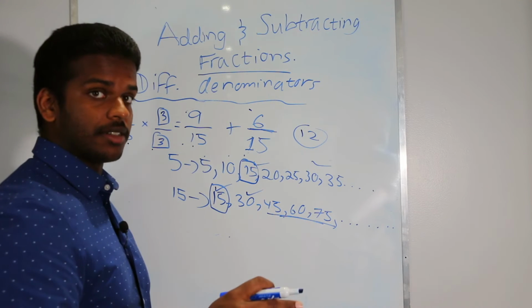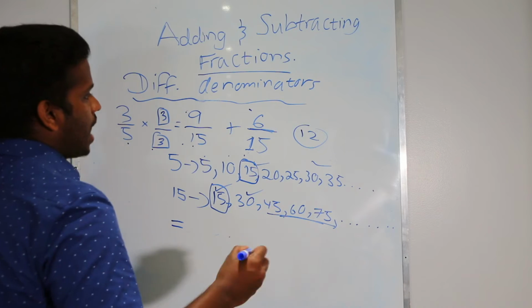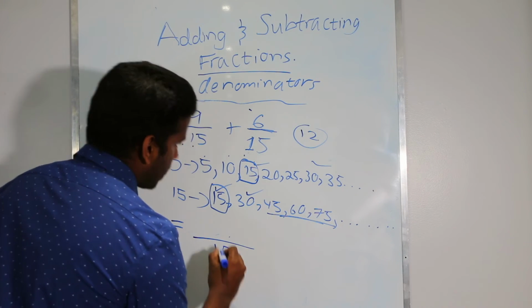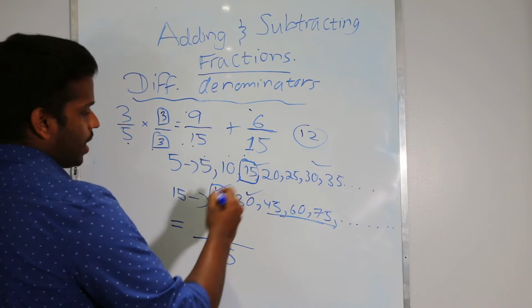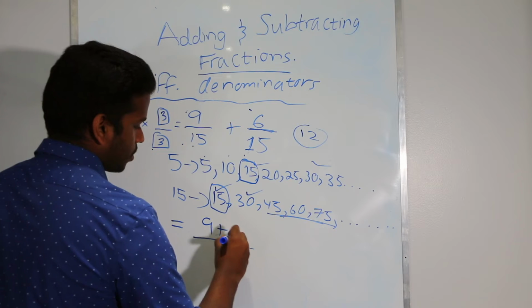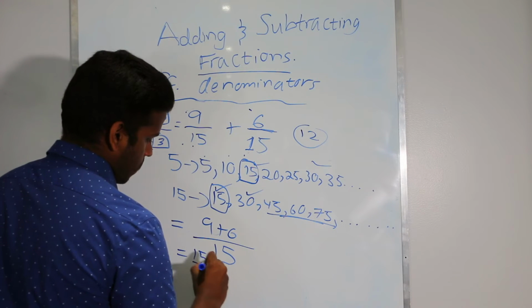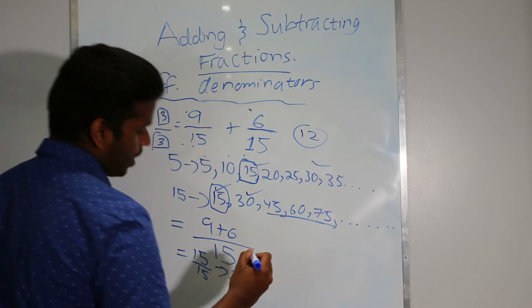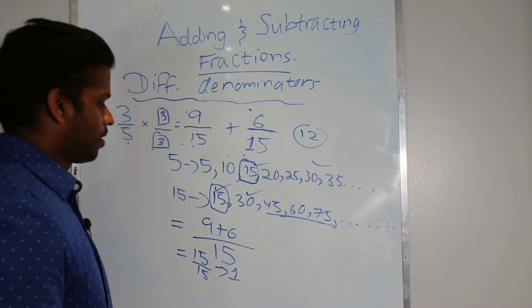They're the same denominators now, so it makes life a lot easier. 9 plus 6, what we did earlier: put a big fraction bar, we put the one denominator, and then we add both of the numerators onto one fraction. So 9 plus 6, and this turns out to be 1 as well. So this is how you do adding fractions.